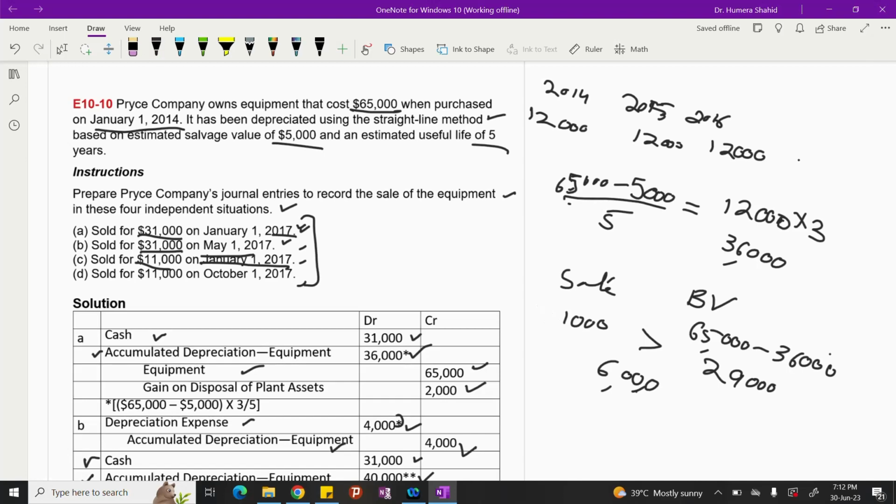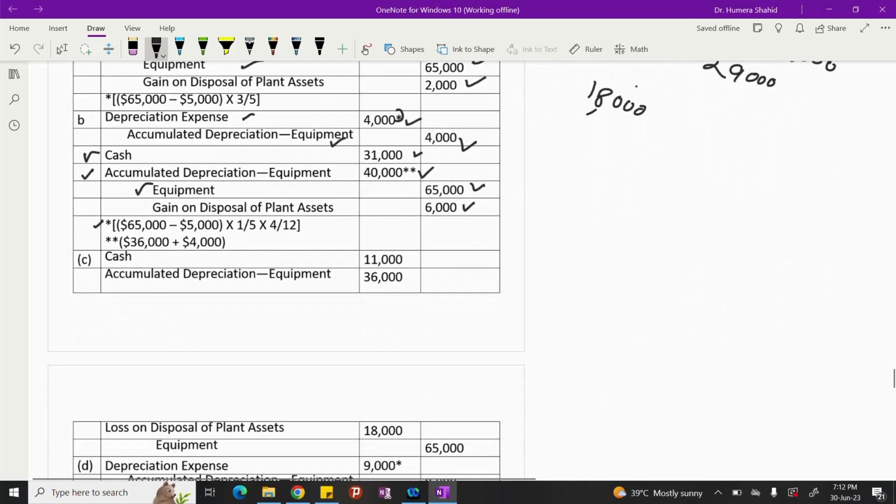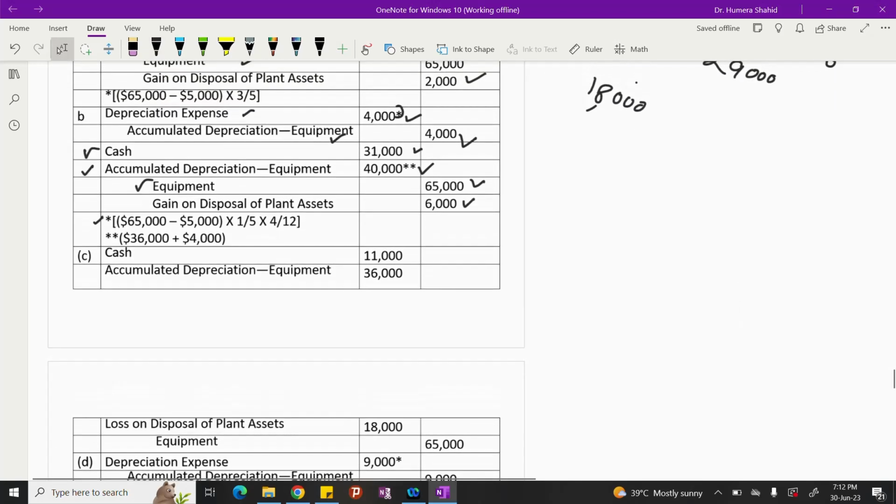But now my sale price is 11,000. Right, students? So now the book value is more. I'm selling it at a lesser price. Lesser how much? Lesser 18,000. So now I have a loss. Right? So let's record this journal entry. Cash gets debit. I got the cash of 11,000. Accumulated depreciation 36,000 will be removed. Loss will be recorded and equipment will be removed from the books.